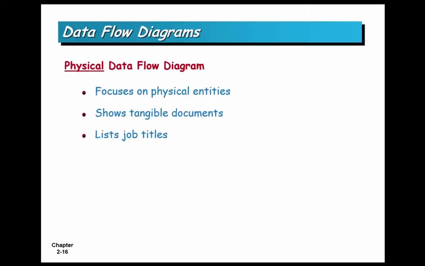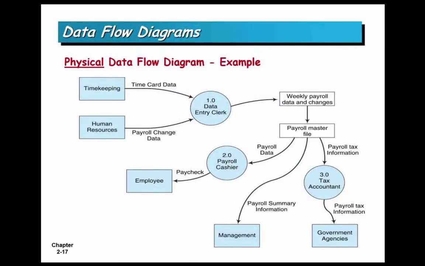And it shows it by job title. And it talks about tangible documents. So this would be a second level, or what's really called a level 1 physical DFD. Notice that there are 3 circles. Each one has a type of person: a data entry clerk, a cashier, an accountant. And then it shows the external entities that we have already seen. These are the exact same 5 that were on the context level.